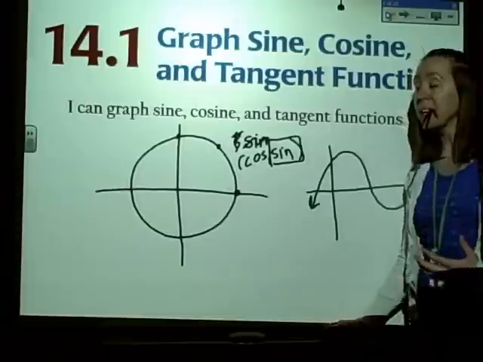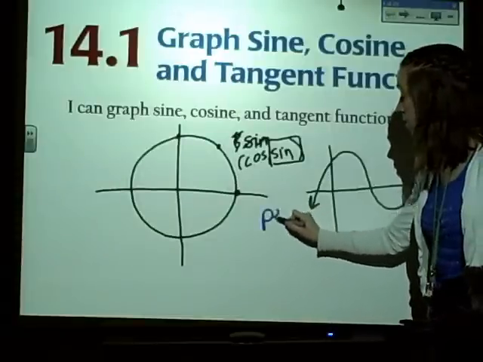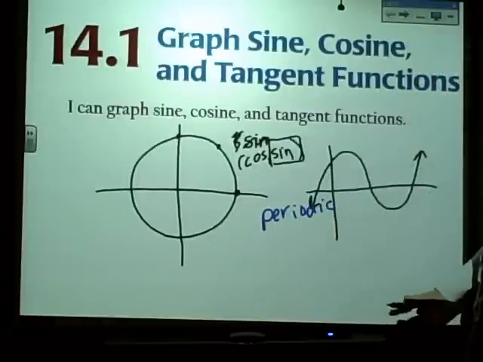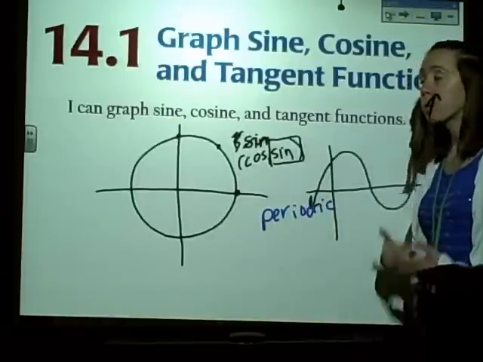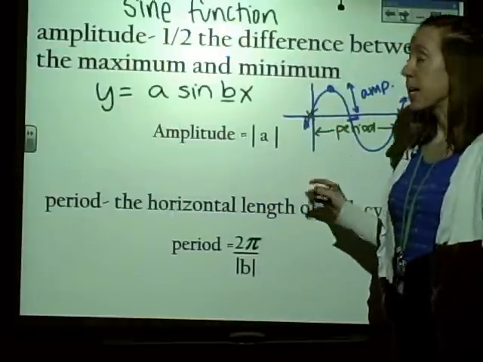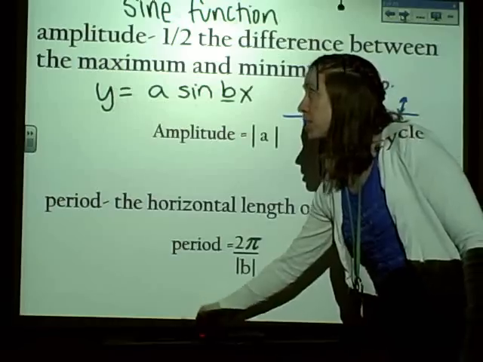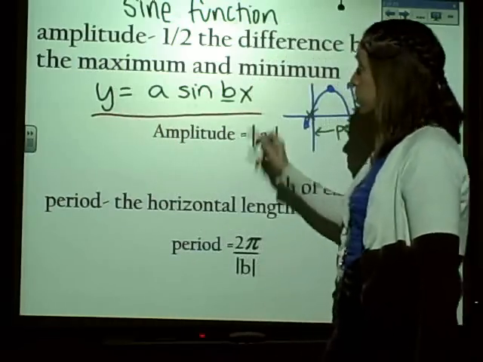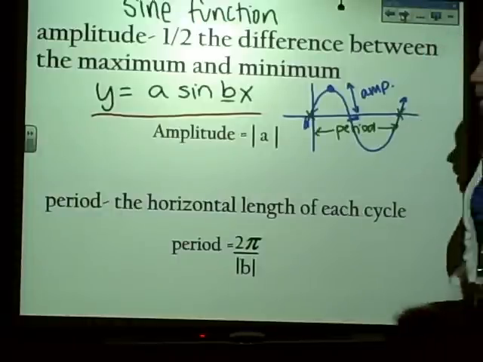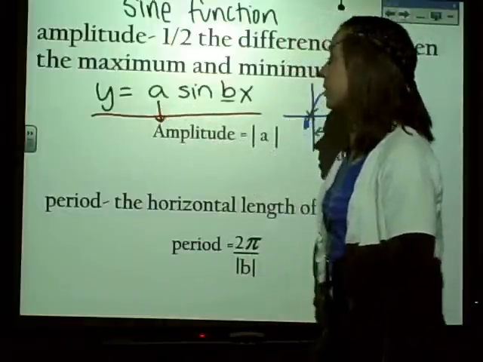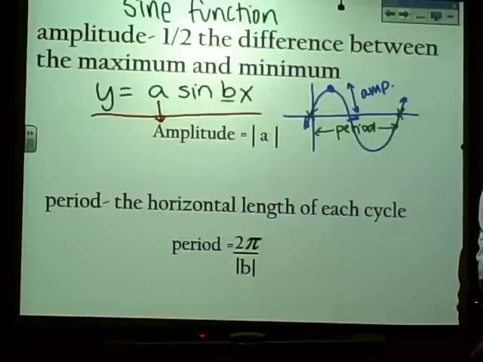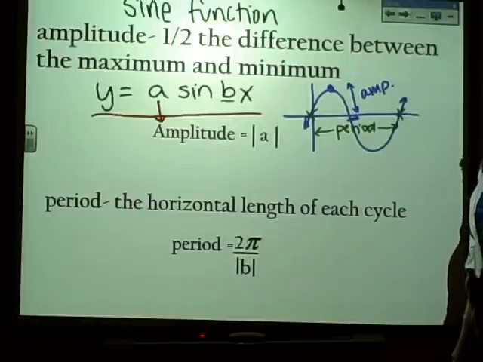And we call it periodic because it repeats itself. And that's a property that we'll be playing around with. So here's the information for a sine function. A sine function is in the form of, you guys can see that, y equals a sine of bx. A represents my amplitude. The amplitude is half the difference between the maximum and the minimum of my function.